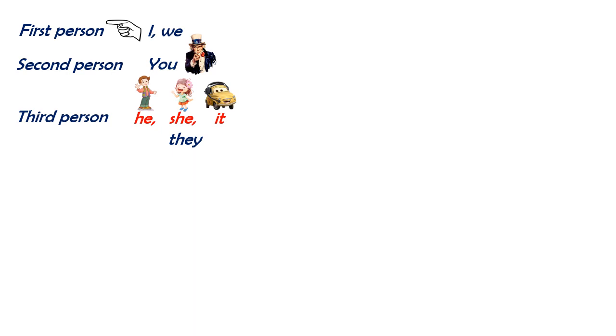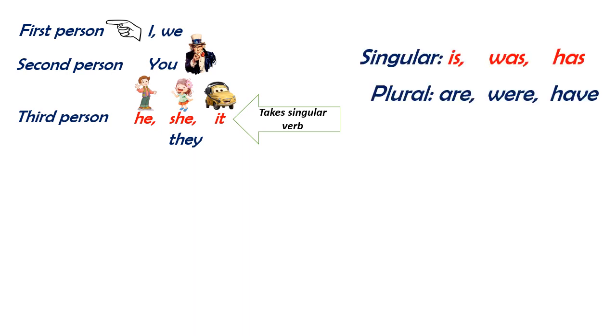Repeat after me. He, she, it. Again. He, she, it. Very good. Listen carefully, my dears. In pronouns, only third person singular, he, she and it takes a singular verb. You clear with the idea? Good. We have already learned that verbs are divided into main verbs and helping verbs. In helping verbs, is, was and has are singular verbs and are, were and have are plural verbs.